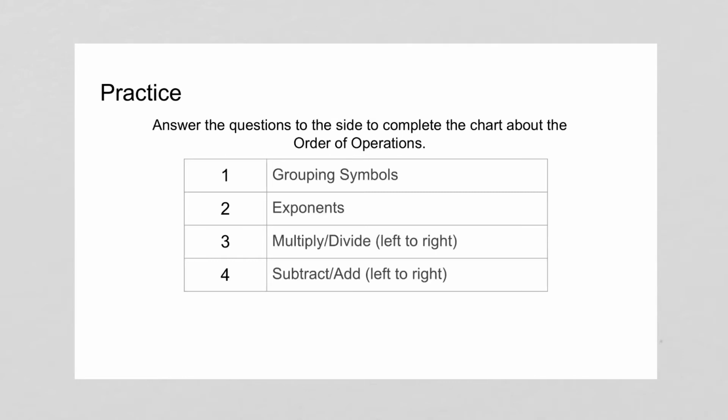All right, hopefully we answered all of those right. That just kind of reviews that we're going to be using GEMS. So grouping symbols, exponent, multiply or divide left to right, subtract and add left to right. So just remember that's GEMS. We're going to take our more complicated answer and simplify it down to something cleaner at the bottom.